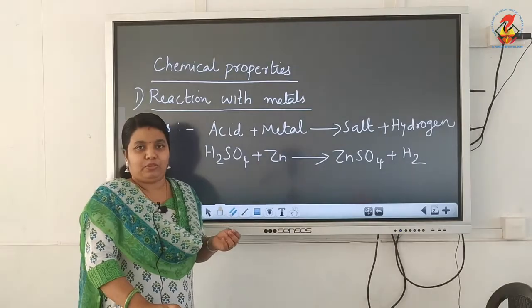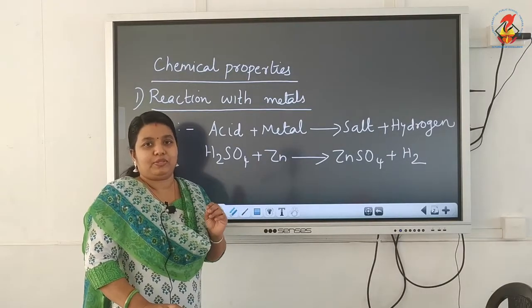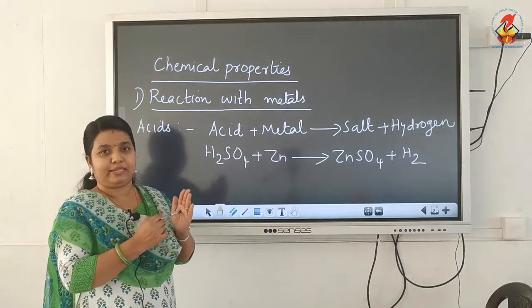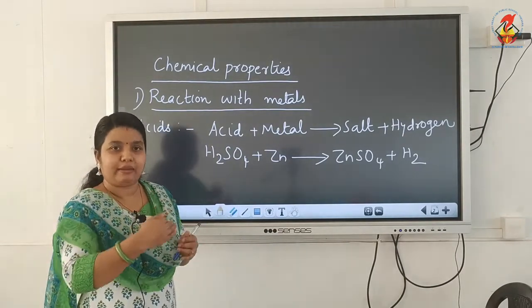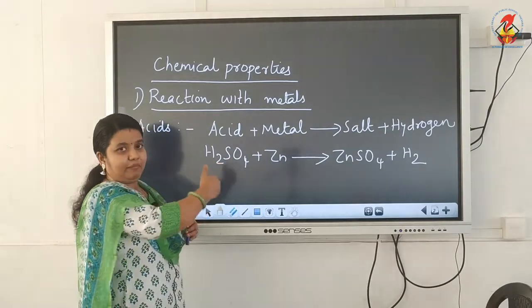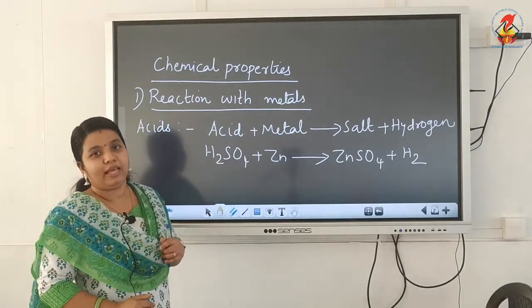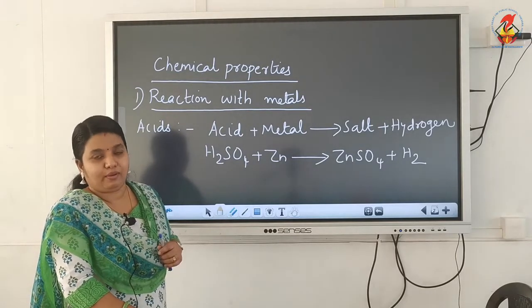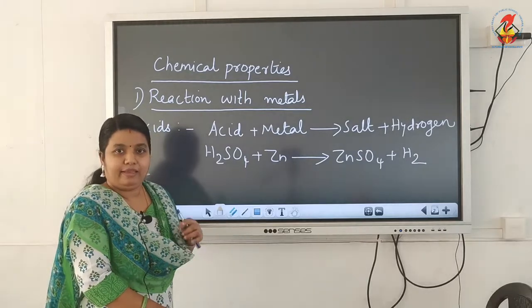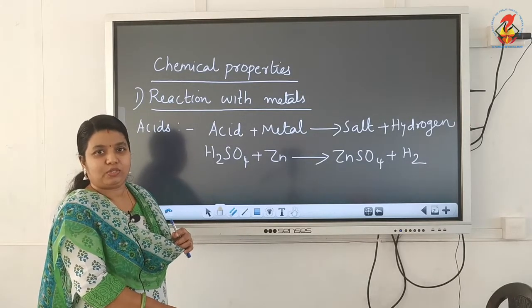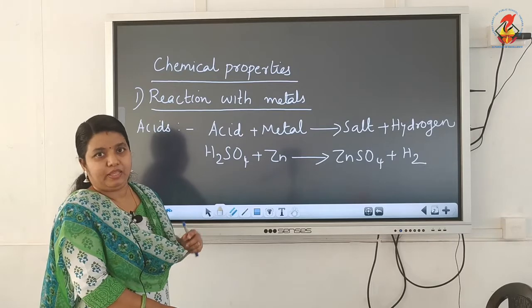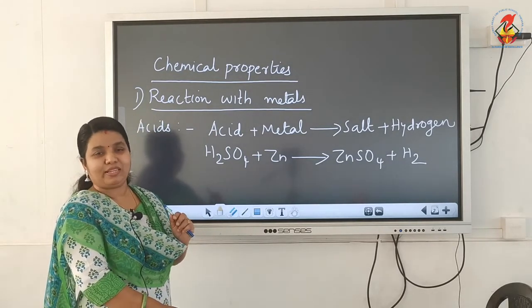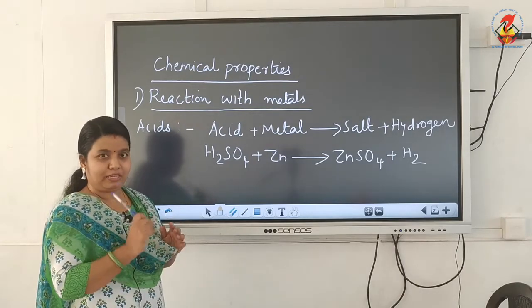And now coming to the naming of salt. The easy way to find out the name of the salt is first write the name of the metal. Here the metal is zinc. So we start with zinc. The second part is taken from the acid. If the acid is hydrochloric acid, the salt formed will be chloride. If the acid taken is sulfuric acid, the salt formed will be sulfate. If the acid taken is nitric acid, the salt formed will be a nitrate. So that's how we name the salt. That you have to keep in mind.